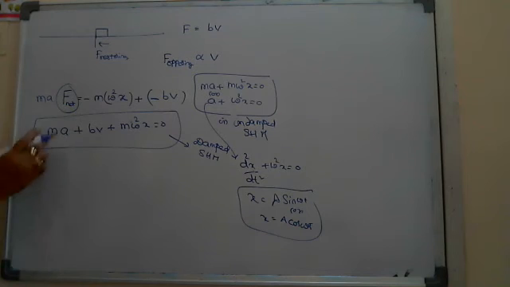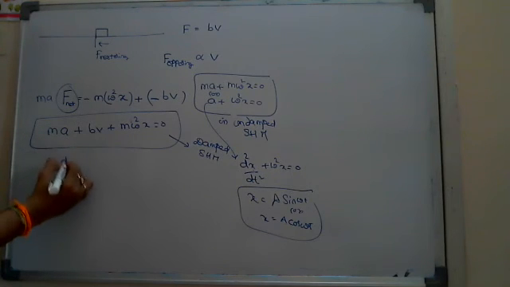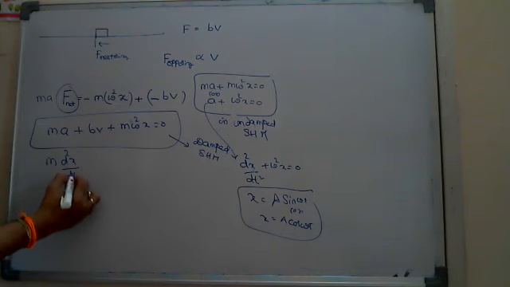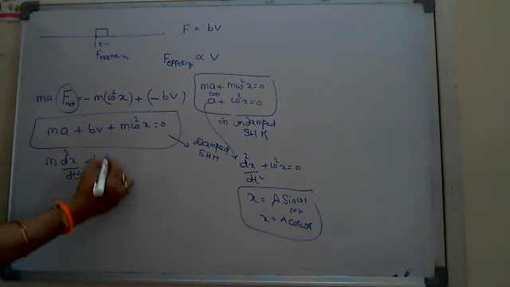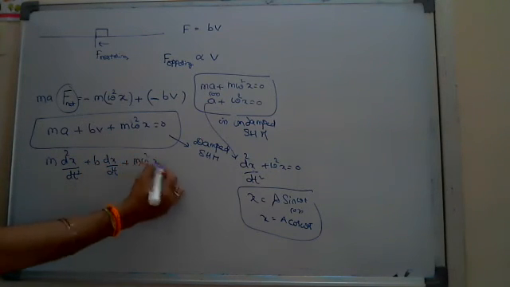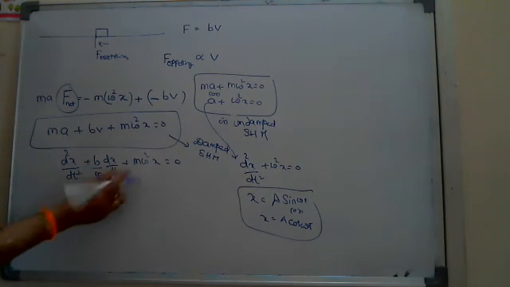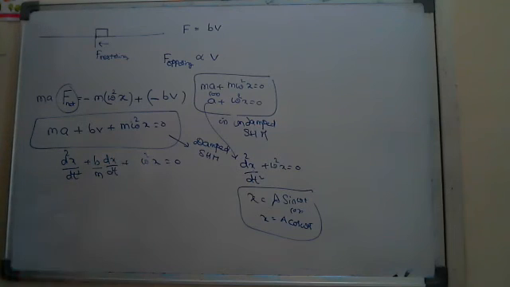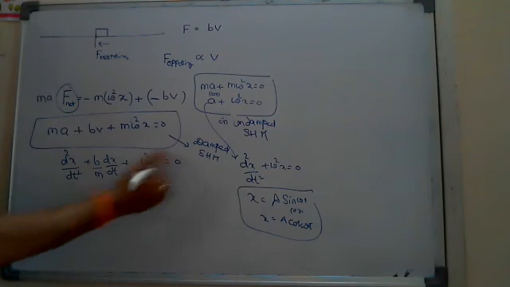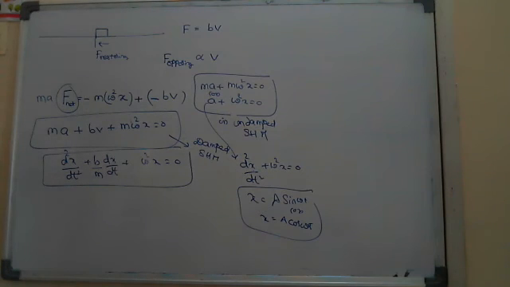Again, in the same way here you are getting m into a as m d square x by dt square plus b velocity as b dx by dt plus m omega square x is equal to 0. If I divide the total equation by m, I will get b by m, and here m cancels. I will get d square x by dt square plus this term, a second order differential equation.